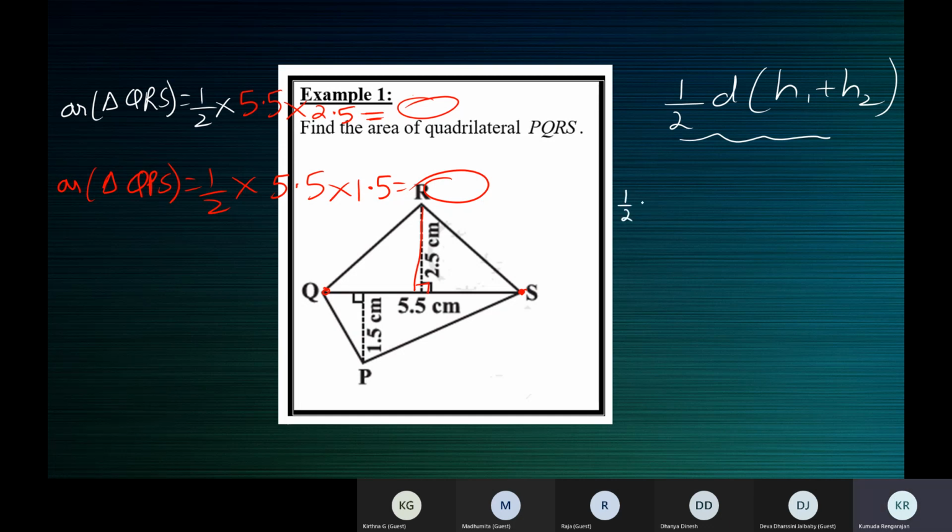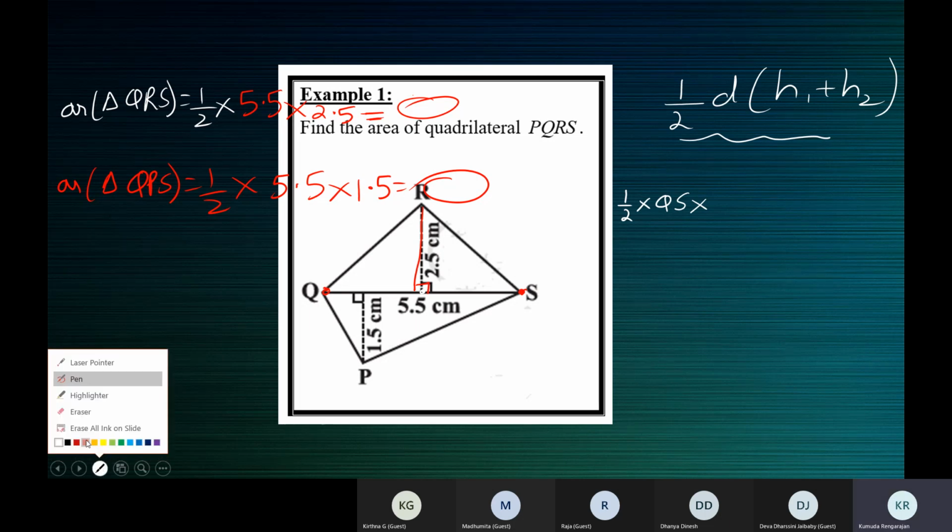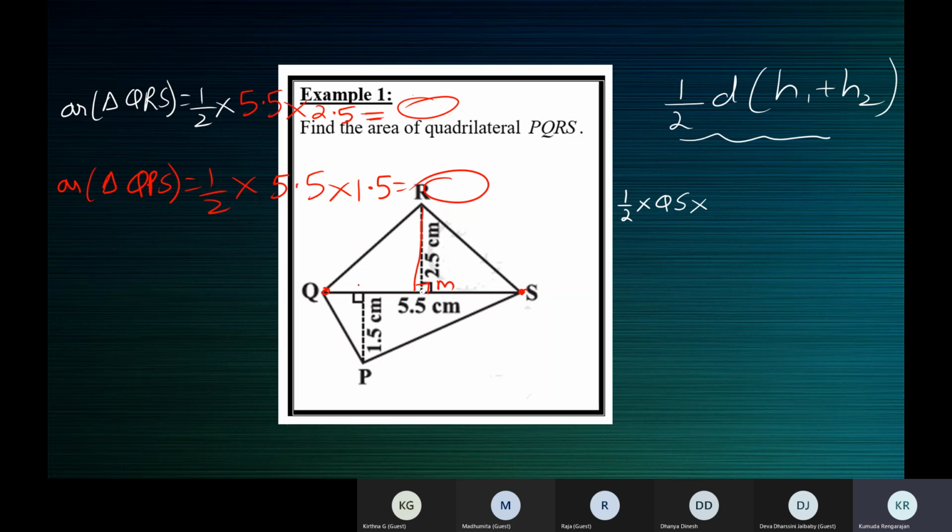Yeah. Half into, what's the base? What's the line segment called? QS, right? If I call this point M and this N, half into QS into RM plus half into QS into PN. Now, what is common between the two? Half into QS is common, right?